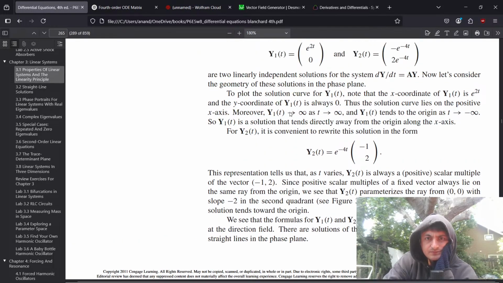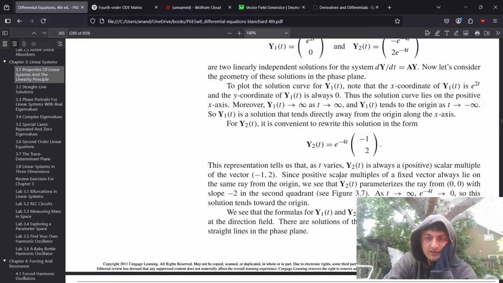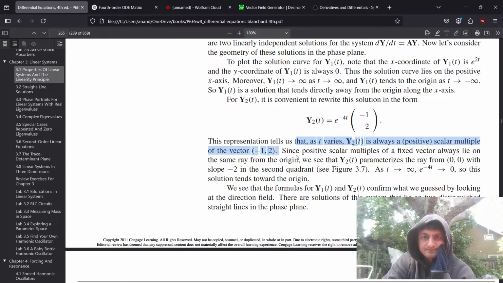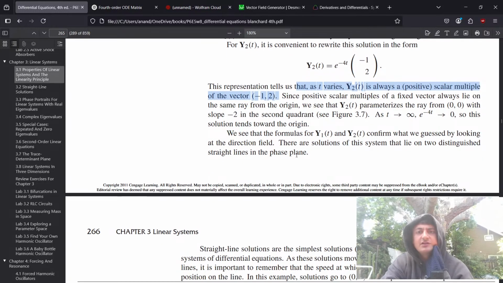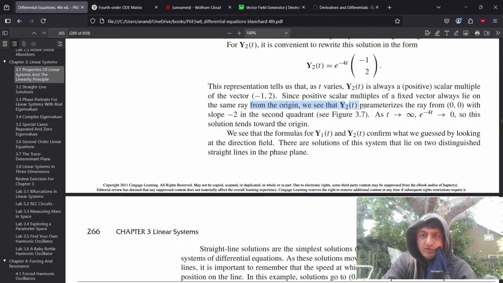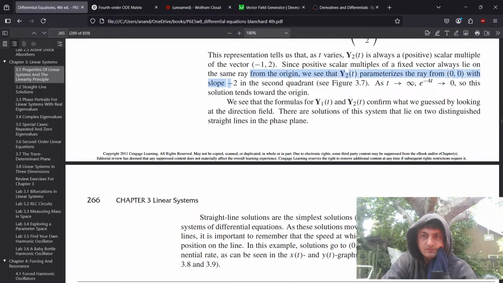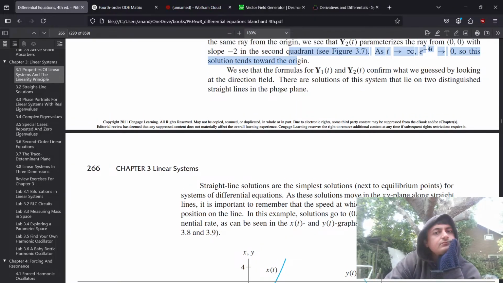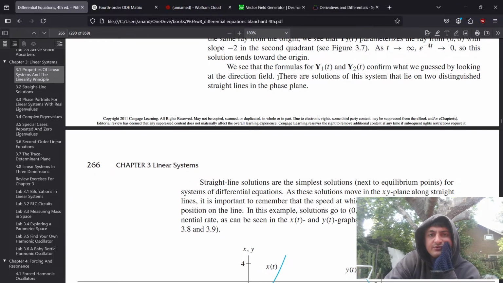For y2, it's convenient to factor out the exponential. This representation tells us that as t varies, y2 of t is always a positive scalar multiple of the vector (-1, 2). Since positive scalar multiples of a fixed vector always lie on the same ray from the origin, we can see that y2 of t parameterizes the ray from (0, 0) with slope -2 in the second quadrant, and it approaches the origin. We can see that the formulas confirm what we guessed by looking at the direction field.